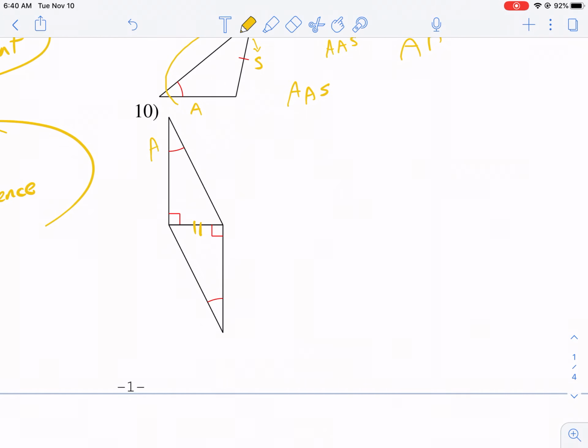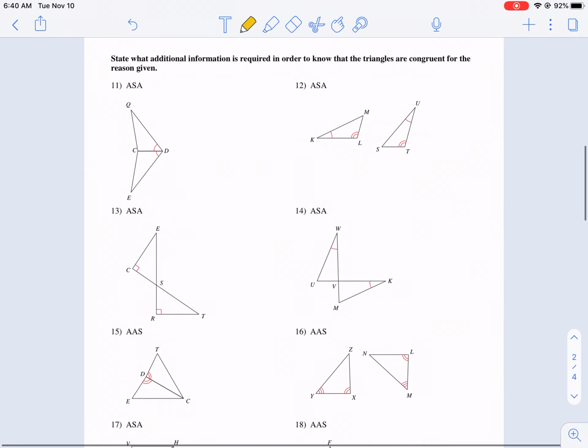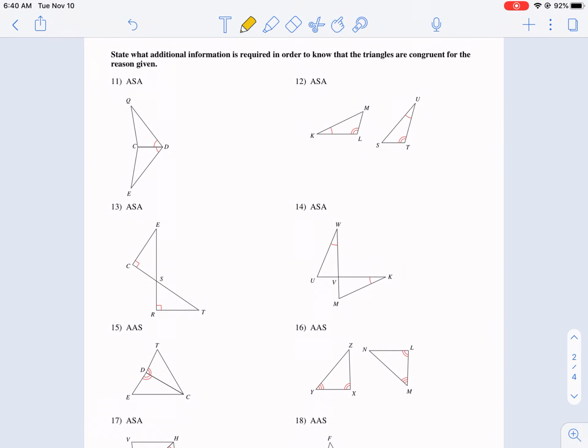Okay, this is another AAS. Okay, we have angle, angle, side, angle, angle, side. So this one's angle, angle, side. Okay. All right, so I think we finished the whole front page. All right. Now for this side, it's not as difficult.